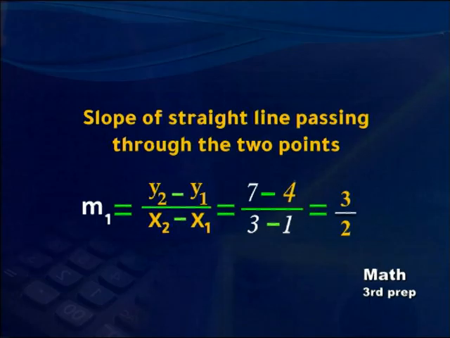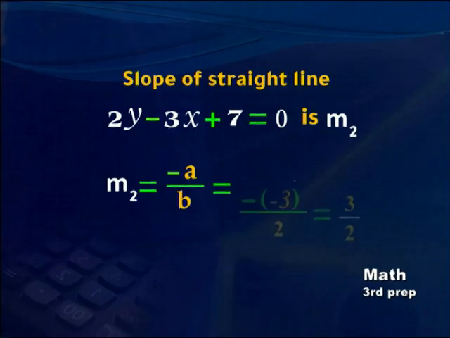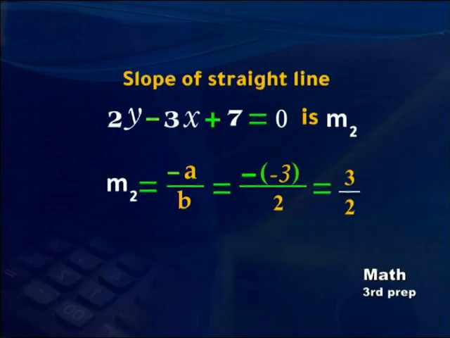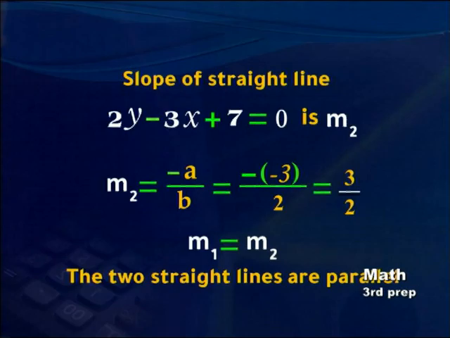What about the slope of the other line? The slope of the other line, 2y minus 3x plus 7 equals 0, is denoted by m2. Then m2 equals negative a over b. It means negative coefficient of x over coefficient of y. So it is negative negative 3 over 2, which gives a result of 3 over 2. Then you are going to notice that m1 equals m2. As the slopes are equal, the two straight lines are parallel.